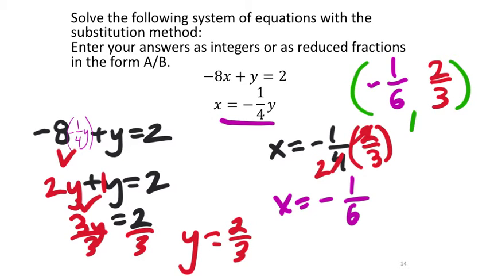Negative 1/4. Oh, dang it. Come on, calculator. Negative 1/4 times, I guess, 2/3 there. So yeah, it's negative 1/6. The second one is proved true. Then the first one, negative 8 times the x, which is negative 1/6, parentheses, plus y, which is 2/3, enter, it is 2, so that's true as well. Both equations ended up being true when I replaced the x and y values with the values we found there.